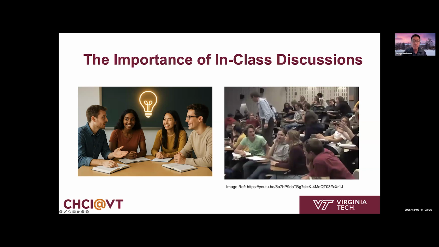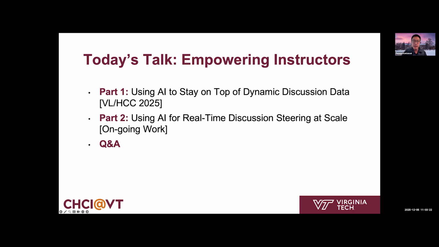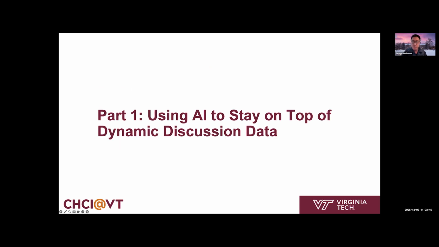So I'm presenting this research today, and there are two parts. One is about using AI to stay on top of dynamic discussion data, and another ongoing work is on using AI for real-time discussion steering at scale. I'll mainly talk about part one today, since part two is still in the early stage, and we have Q&A at the end. So let's start with part one.